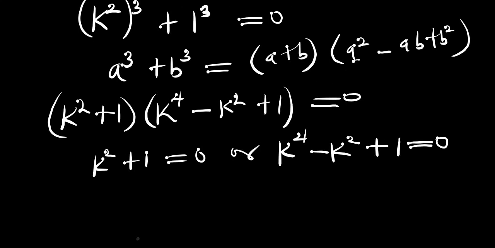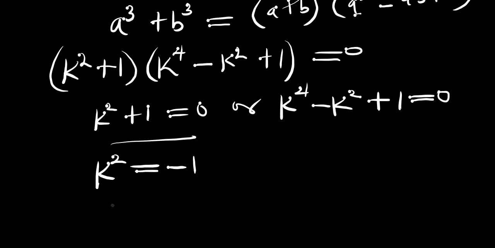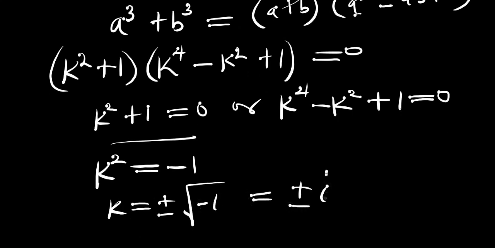Now let's consider this one here. We are going to have k power 2 equals negative 1. So we take the square root of both sides. We are going to have k equals plus or minus square root of negative 1, and this equals plus or minus i, because the square root of negative 1 is i. So we have plus or minus i. Now let's solve this for another complex solutions.